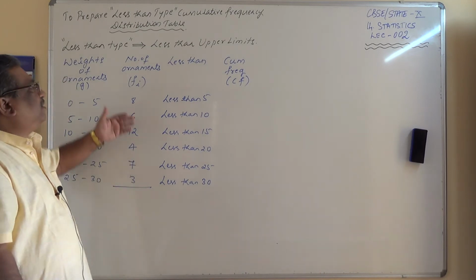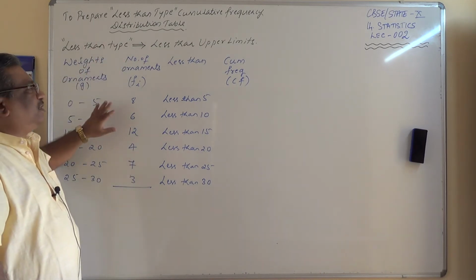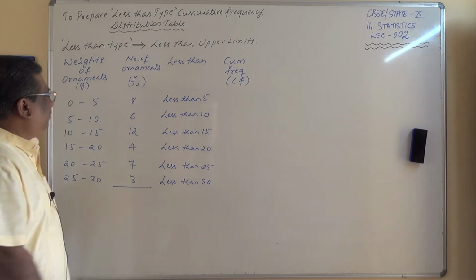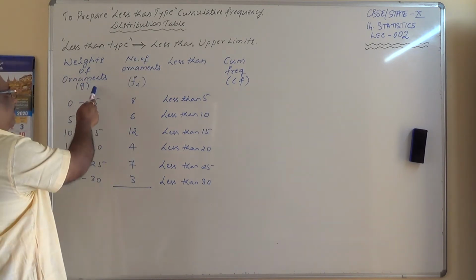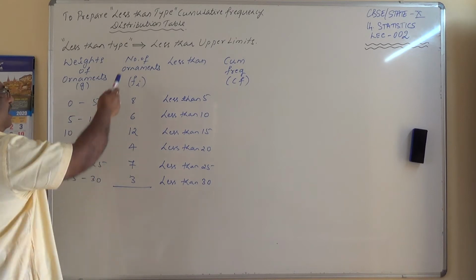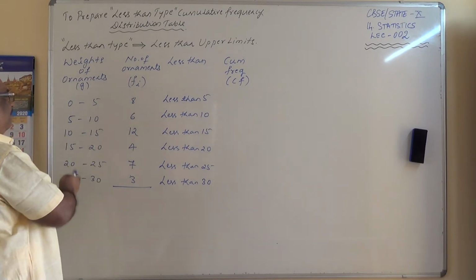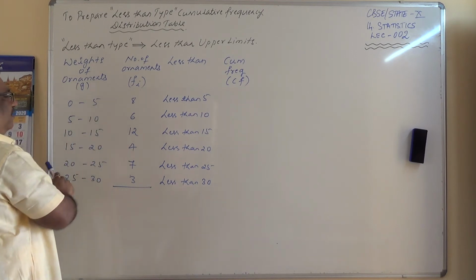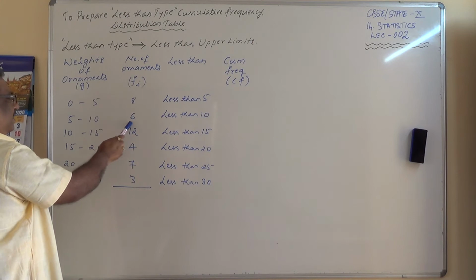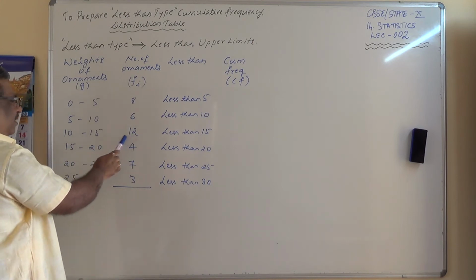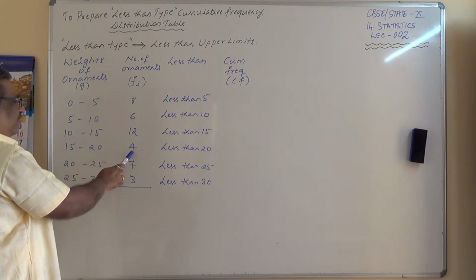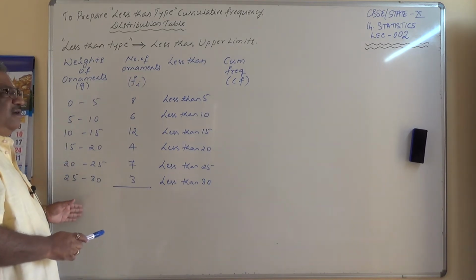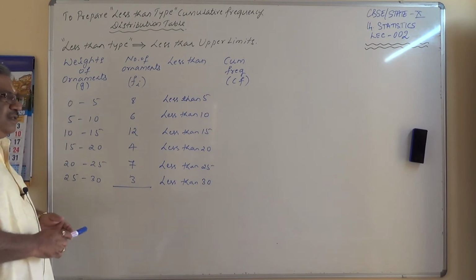Okay. So in order to prepare the less than cumulative frequency distribution table, less than means it is less than upper limits. Weights of the ornaments in grams have been given here, and the number of ornaments. For example, 0 to less than 5 grams, it is 8 ornaments. 5 to 10, 6 ornaments. 10 to 15 grams, 12 ornaments. 15 to 20, 4 ornaments. And this is a continuous data or exclusive data where the upper limits are excluded, that you know already.